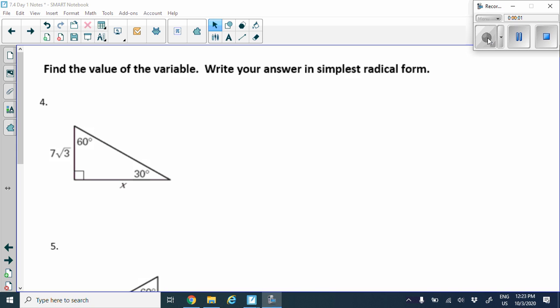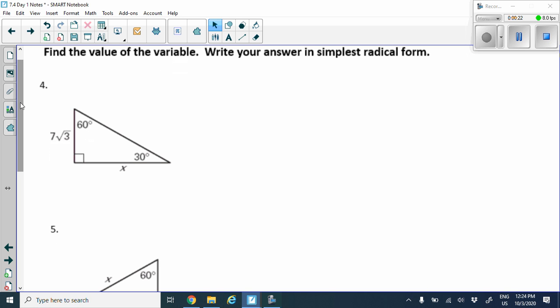Hey guys, so here is the last part of our 7.4 notes. This is part 3. We are continuing using our 45, 45, 90 and 30, 60, 90 triangles to solve right triangles here. Okay, so we're going to do the same thing. We are finding the value of the variable, and of course, write your answer in simplest radical form.